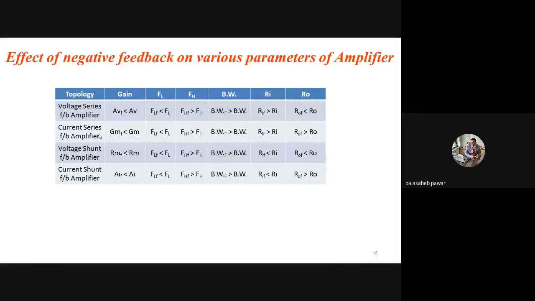Series type of mixing is possible only when the signal source is a voltage source. Both sources should be voltage sources. Both means the feedback signal and the actual original input signal source, that is Vs, or in general Xs. That Xs should be a Vs, and the feedback signal Xf should be equal to Vf.